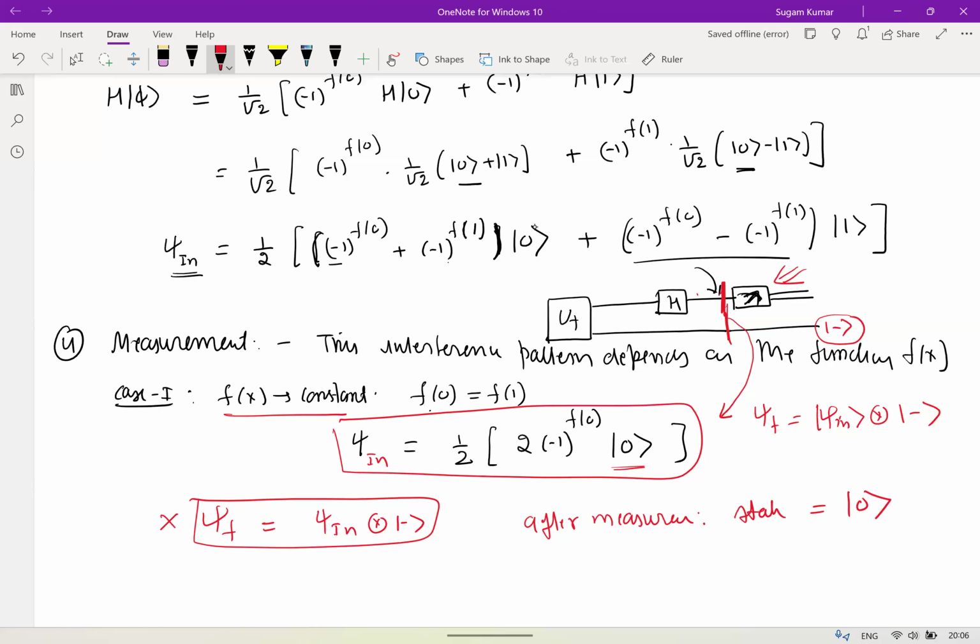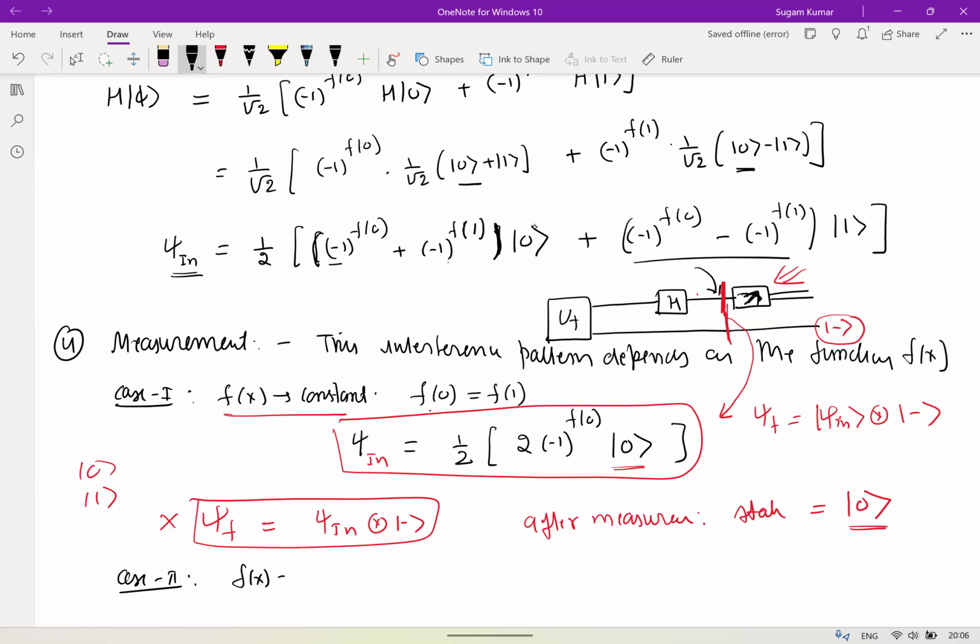Is this clear? Because 0 and 1 are the basis states, they are not going to collapse. A general state collapses to the basis states, but basis states will not collapse, okay? And look at case number 2. Again, I will come back to the interference part again.